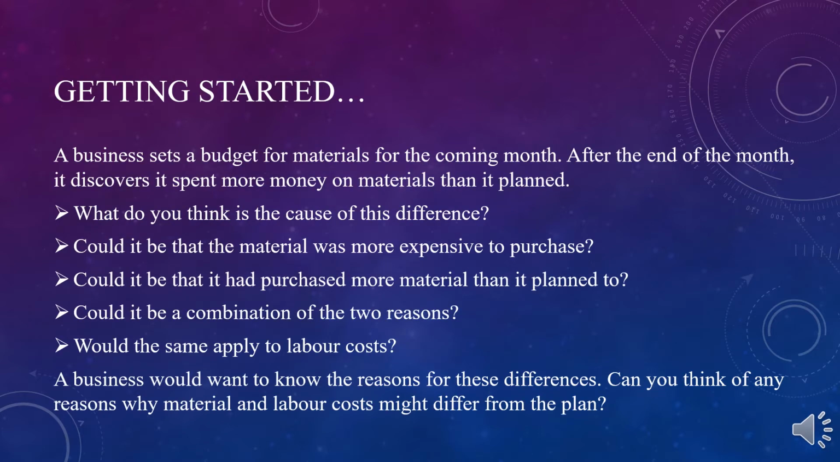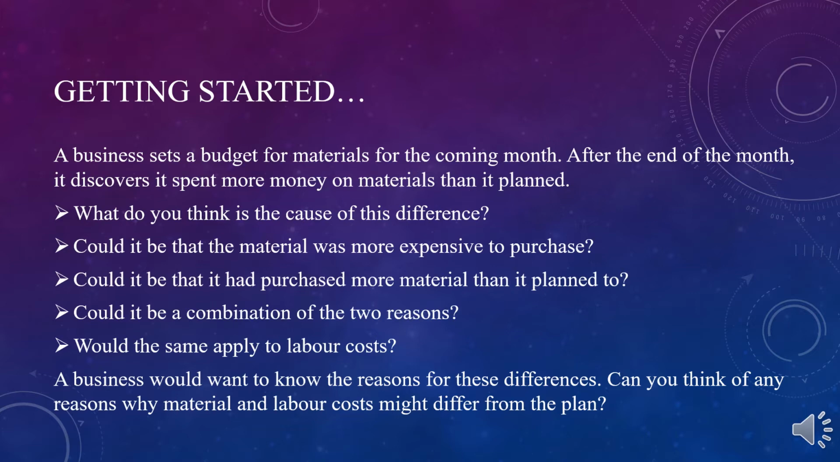Normally, we do plan or budget our future expenditure for any event, be it personal or business. And after actually incurring the expenditure, we always try to compare the budgeted costs with the actual costs. This is what we are learning in this lesson. A business sets a budget for materials for the coming month. After the end of the month, it discovers it spent more money on materials than it planned. What do you think is the cause of this difference?